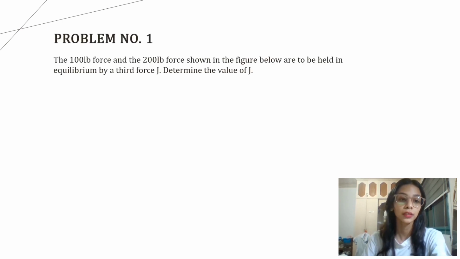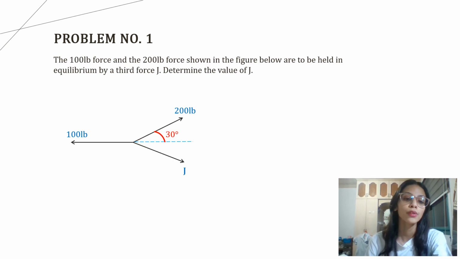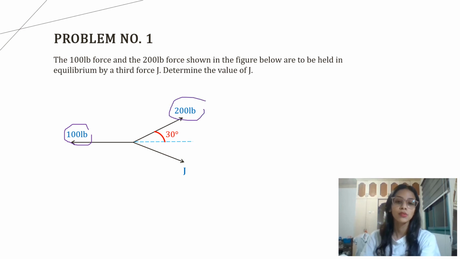We have here problem number 1, and it says the 100 pound force and the 200 pound force shown in the figure below are to be held in equilibrium by a third force J. Determine the value of J. So we have here our figure, here's our 100 pounds and our 200 pounds, and we have to find the value of J. And in the 200 pounds, there is an angle of 30 degrees.